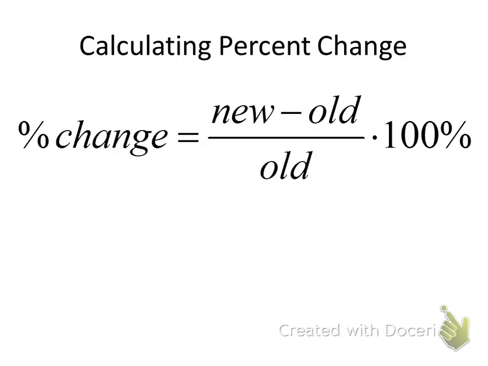So the new number minus the old number divided by the old number times 100%, right next to the equal sign. Right next to the equal sign. You are going to write this part down. You have to have that in order to solve the example problems today in your worksheet.